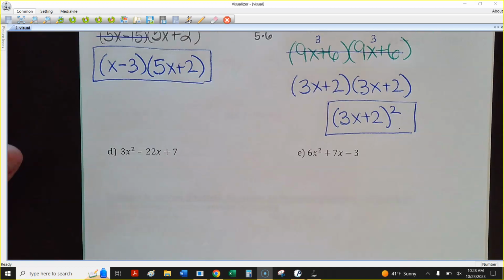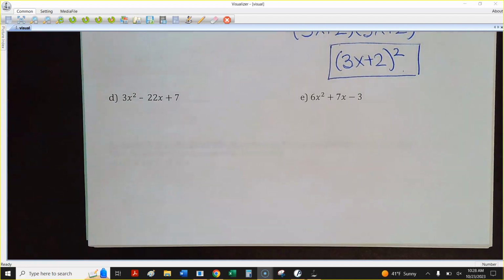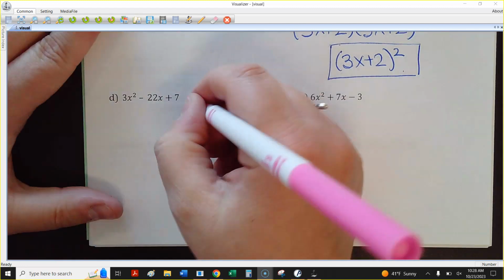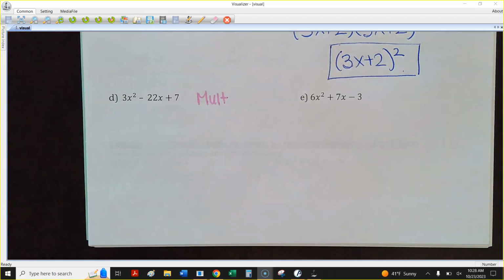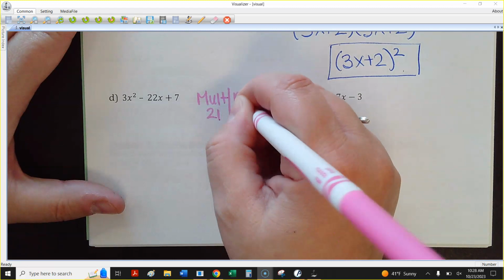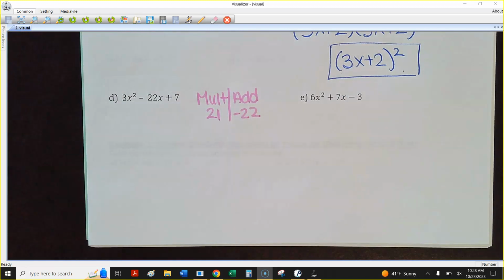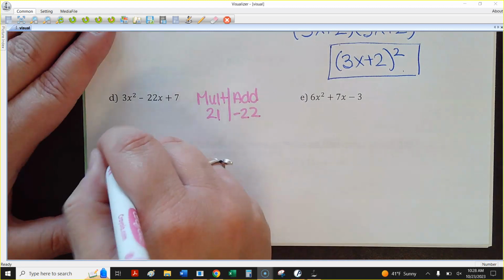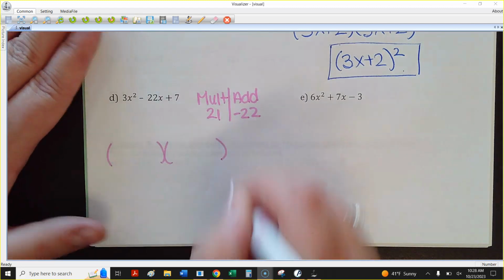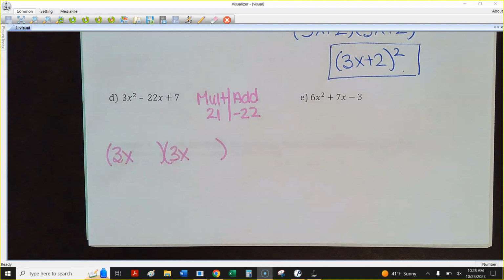All right, I'm just going to do a couple more, and then I'm going to do a little bit harder ones on the back here with you. All right, so multiply first and last. 3 and 7 are going to multiply to give me 21. Add to get the number in the middle, which is negative 22. While I'm thinking about that, I'm just going to draw my little factors in parentheses, and I'm going to start each one of them with a 3x. Just that first term, just drop the squared.